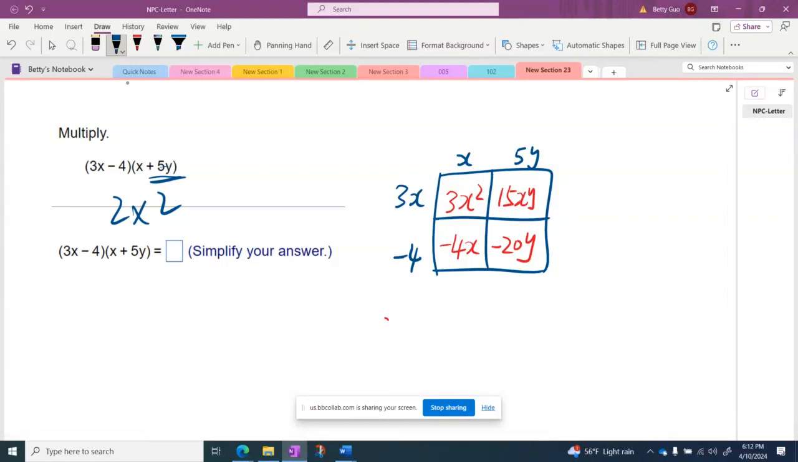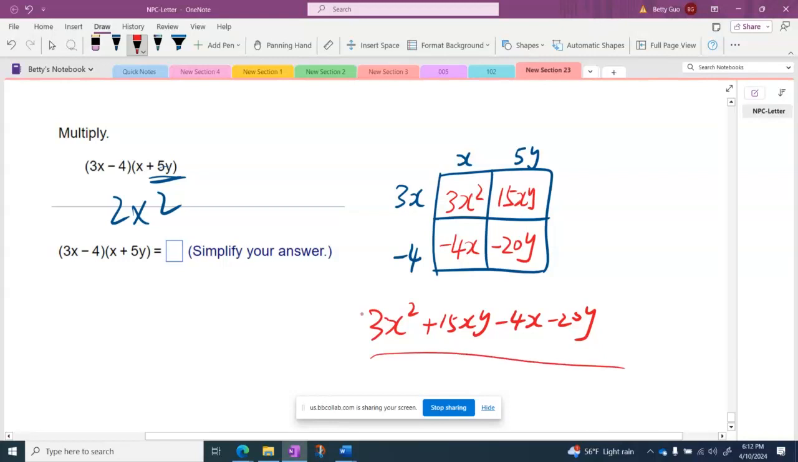So be careful. When we are not able to combine terms because they are not like terms, we have to keep them wherever they are. So the result is going to be 3x squared plus 15xy minus 4x minus 20y. It's going to be a multivariate polynomial. In this case, the polynomial has 4 terms. Let me know, do you have any questions? And this is already simplified. The 4 terms, none of them are like terms. We have nothing to combine.